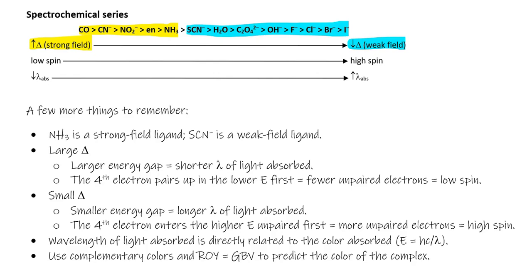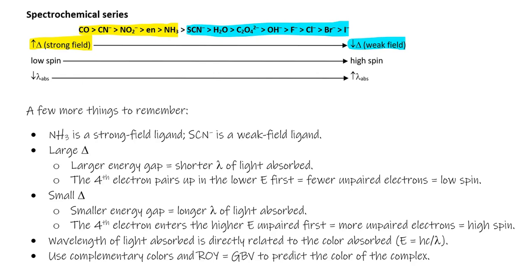If a ligand is strong field and has a large delta, then there is a larger energy gap between the two sets of d-orbitals in the energy level diagram. A larger delta corresponds to a shorter wavelength of light absorbed. The opposite is true for a smaller delta, which absorbs a longer wavelength of light. The color of light absorbed can be related to the color of the complex through complementary colors, or ROY equals GBV.